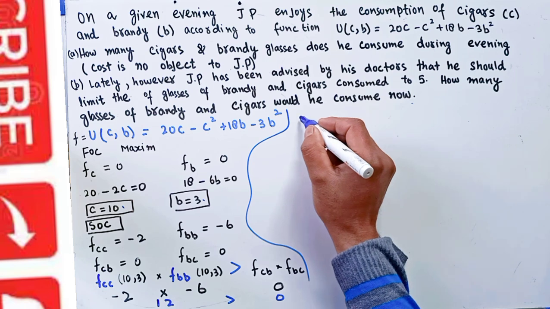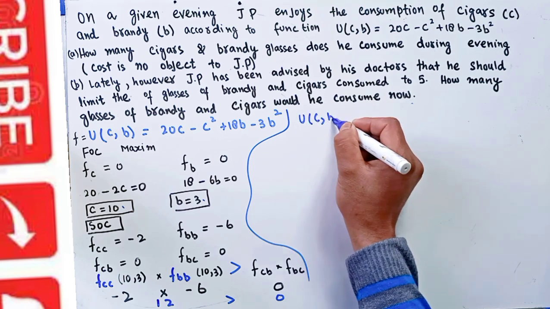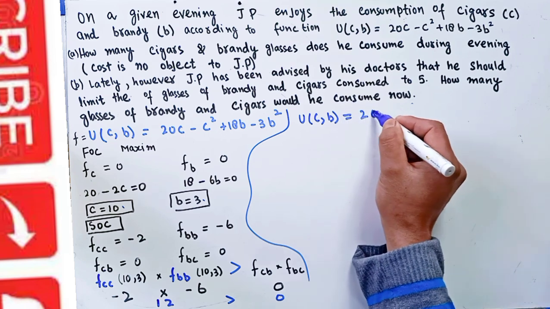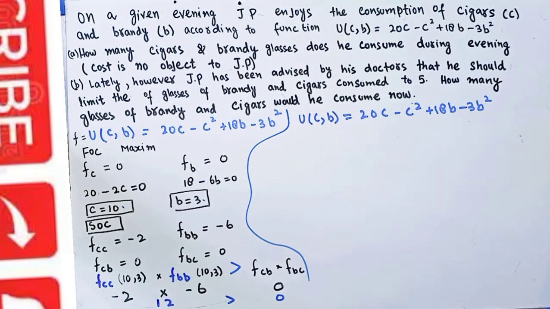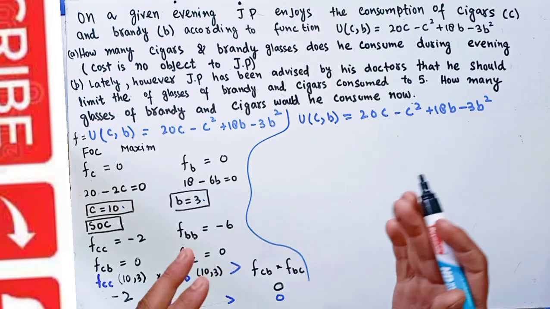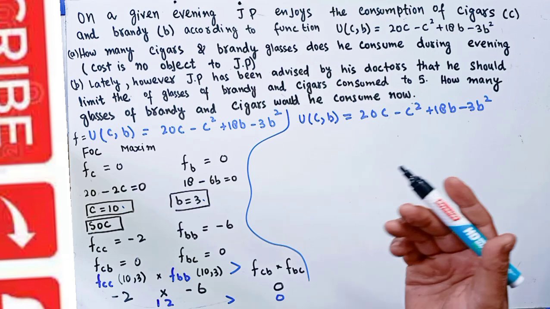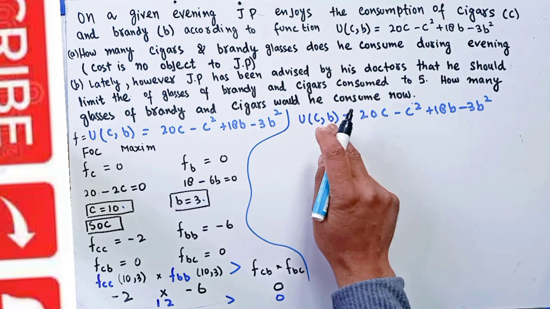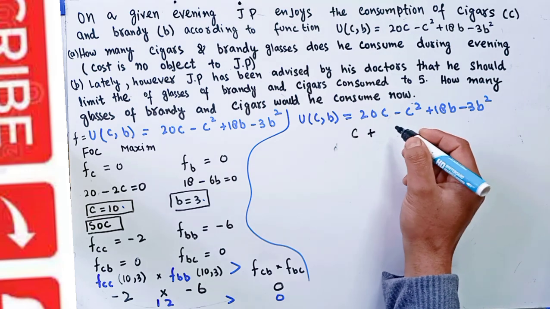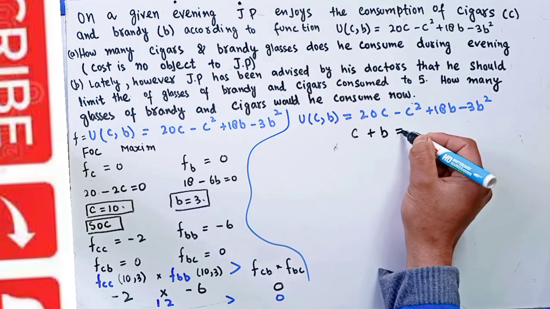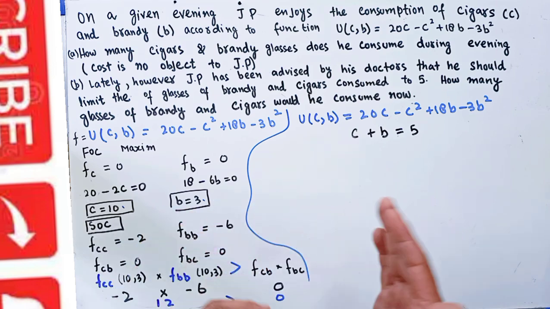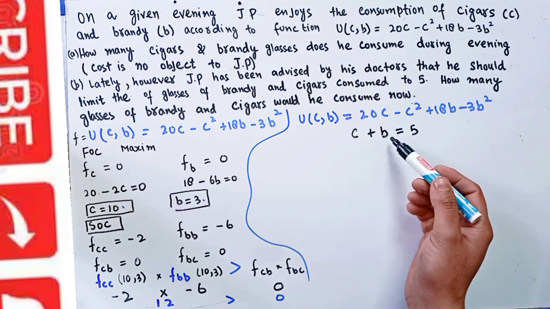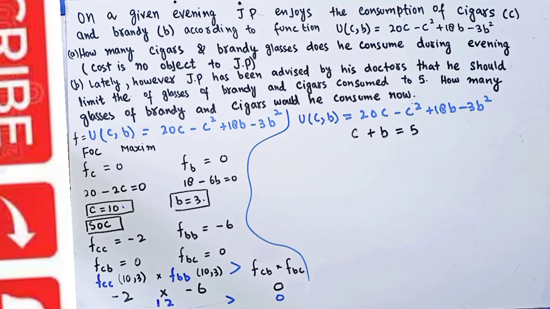Okay, we have the same utility function, the utility that he will get from consuming cigars and brandy, which is 20 times C minus C square plus 18 times B minus 3B square. Given this utility function, we are also being told that some constraint has been imposed, that is, the number of units of cigars plus the number of units of brandy glasses he should consume should be equal to 5. Okay, so here we have the constraint. Now we need to find out, given this situation, that he is being told to restrict the consumption of cigars and brandy to 5, how will he choose the brandy and cigars to maximize obviously his utility?